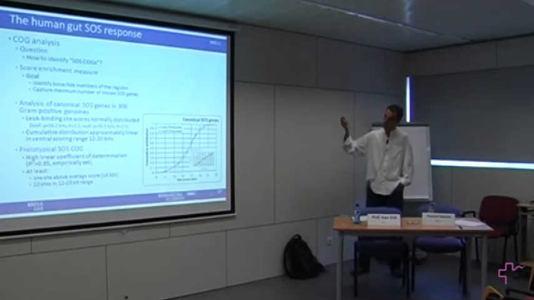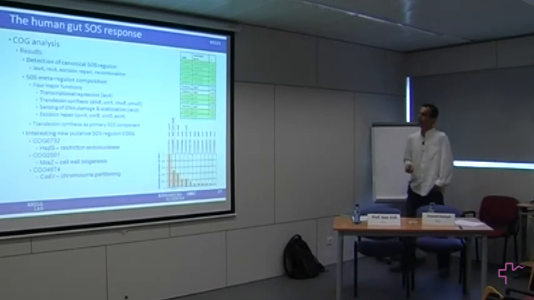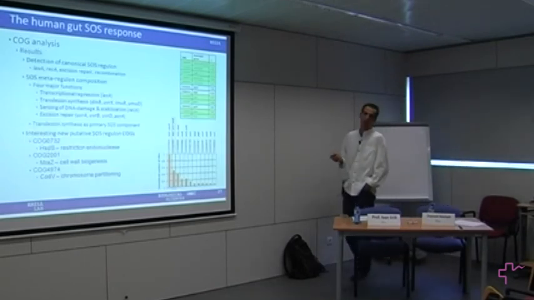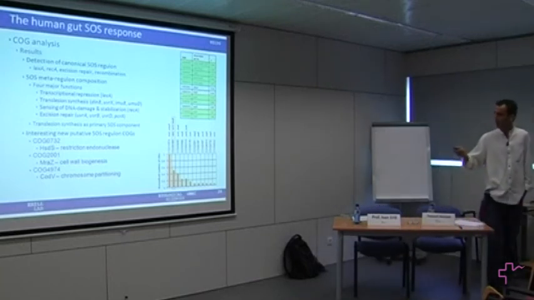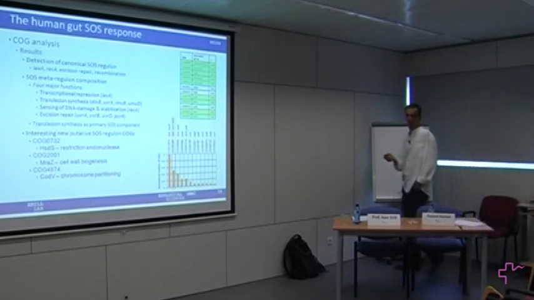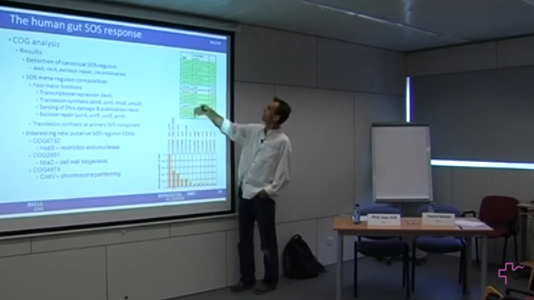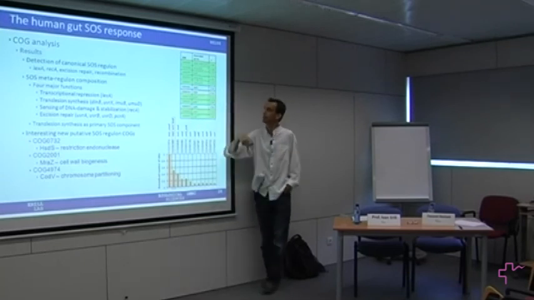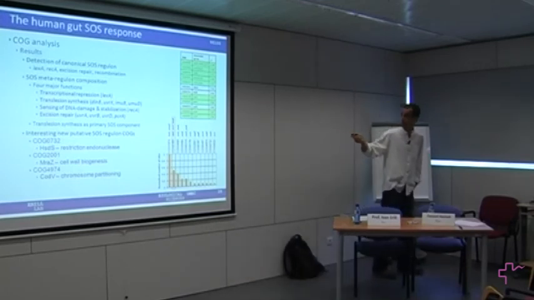We used this. We ranked all the cogs using this metric. And what we found was that we could identify with high confidence the canonical SOS response. So we could, in green, you have known SOS cogs, including the sensor, the master regulator, LEX-A, and so on and so forth. This is their linear coefficient of determination.